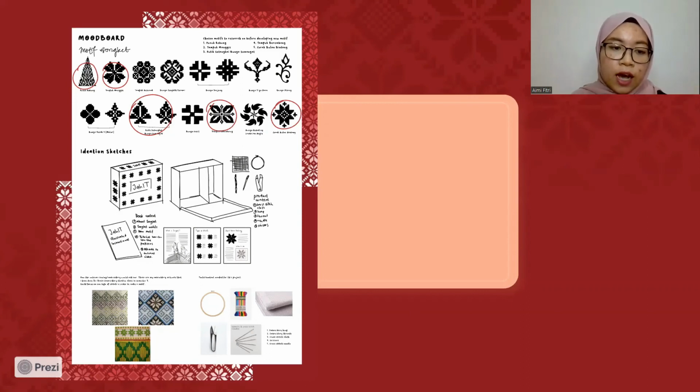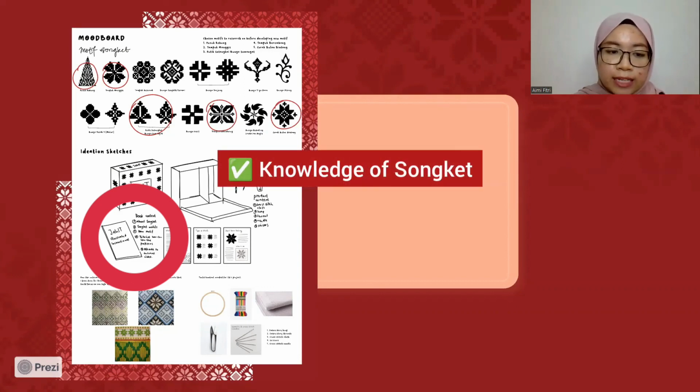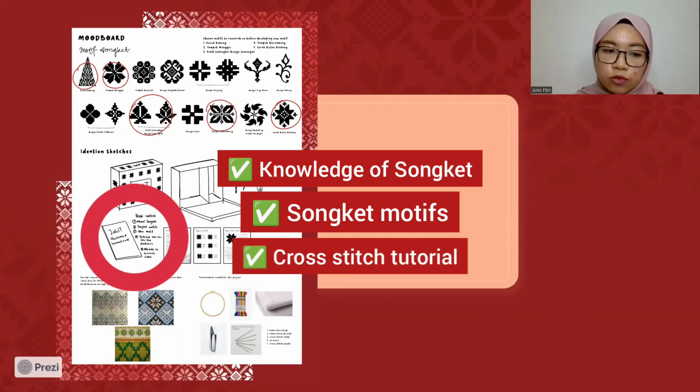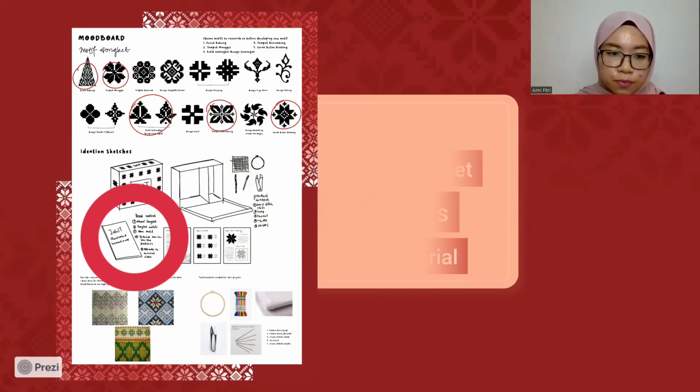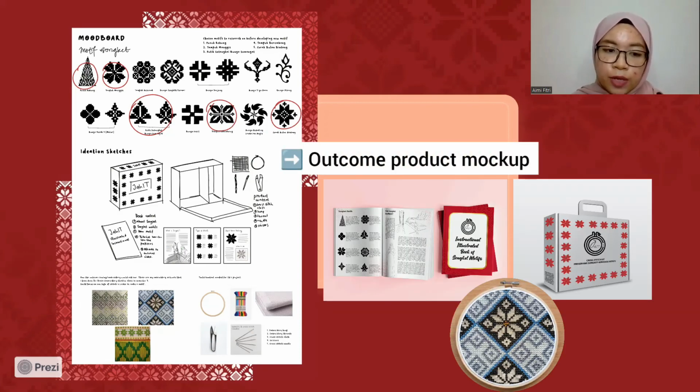The main product would be an instructional illustration book that consists of brief knowledge of Songket, how it is made, the materials, the motifs, the types of patterns, and a tutorial on how to do the motif cross-stitch pattern. The product will come in a beginner kit box, complete with all the equipment to make cross-stitch patterns of Songket motifs.